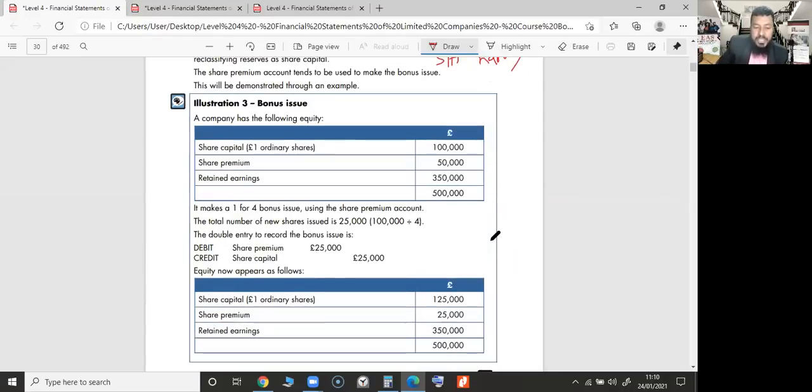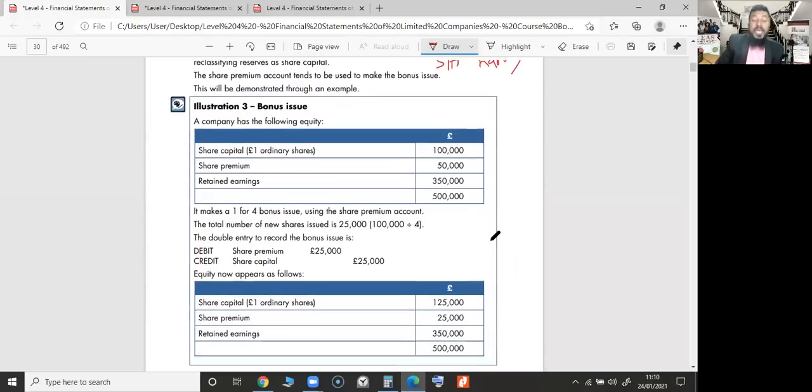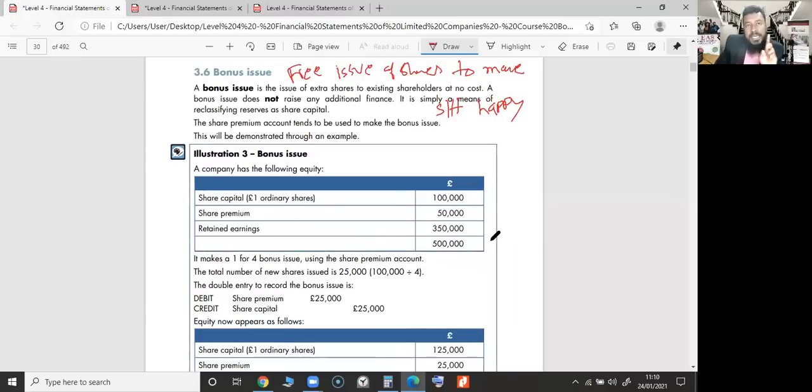Now, how do you do it? Let's go and read this one. A couple of more words I'd like to say here, because the bonus shares are free shares using existing reserves. No money comes into the business, because we're not selling the shares. It's just a bonus share. Your share capital goes up, your premium goes down. What I said, your share capital goes up, your premium goes down. Okay, let's do it then.